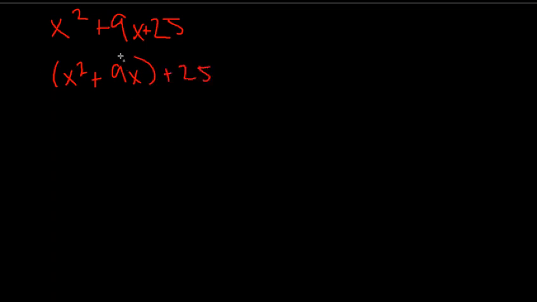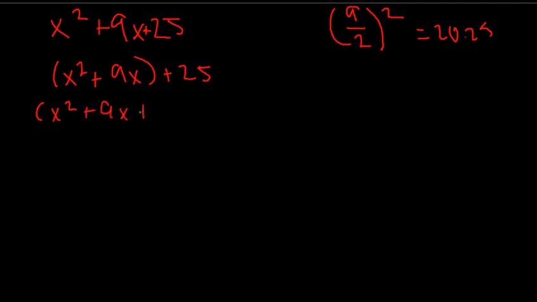The next thing you're going to do is take the b value from this equation, divide it by 2, and then square it, which is equal to 20.25. Then you're going to put this into the brackets, so x squared plus 9x plus 20.25, and then minus 20.25. And then plus 25 at the end.